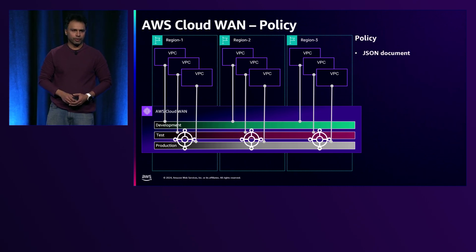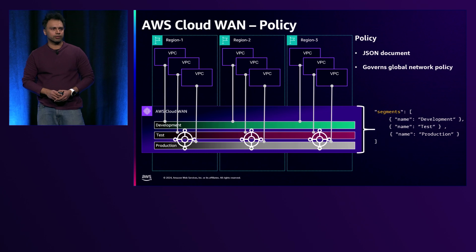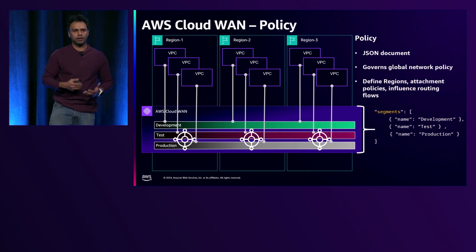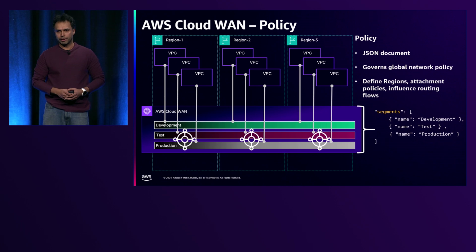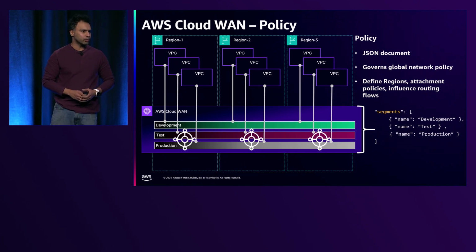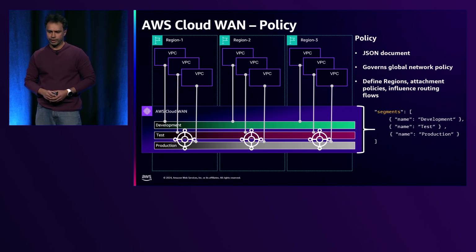Now, the final Cloud WAN construct that we'll speak about is policy, which is a JSON document. And here's a snippet of how it would look like. This is a snippet that shows how you would define your 3 segments. Now, this JSON document governs your entire global networking policy. This allows you to express your intent in that how many regions should your deployment be present in, what are the attachment policies, as in which attachment should land into which segment, and how you can influence traffic or your individual routing flows. We'll dive into those details in the packet walk section.